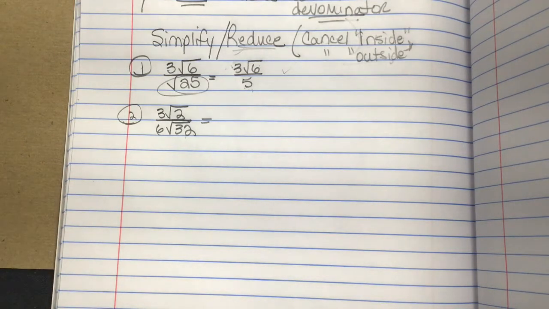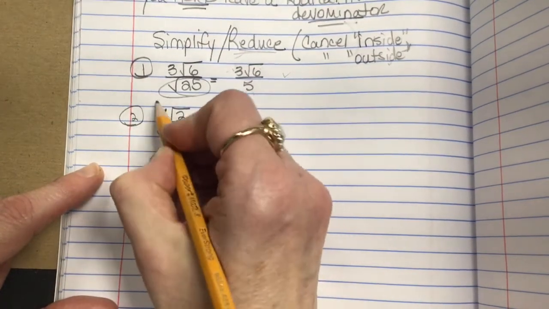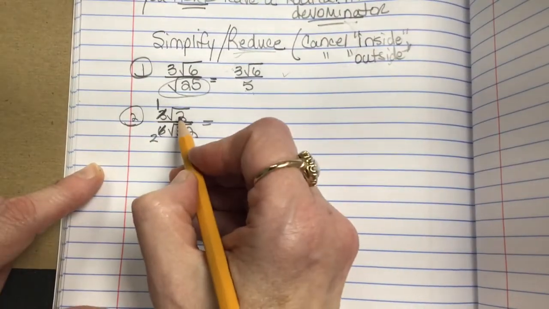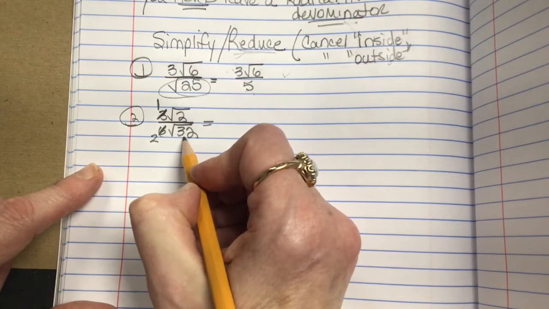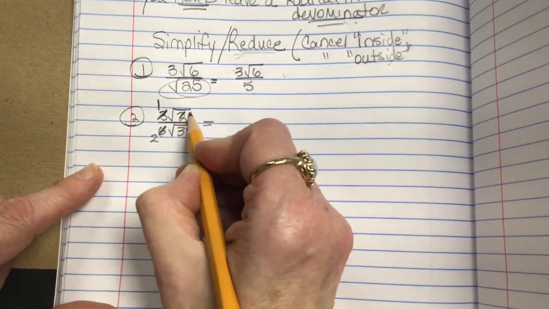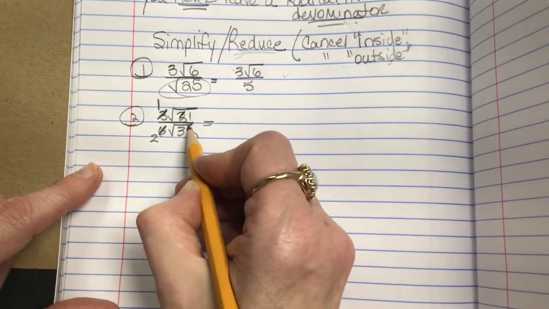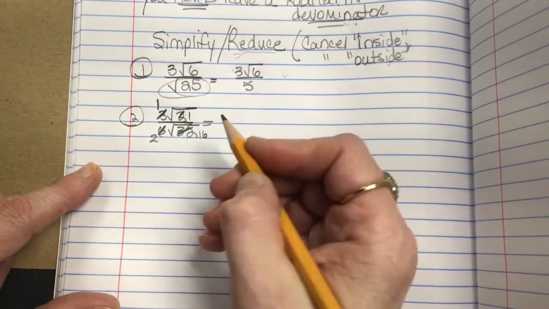Can we cancel outside? Can we cancel those? Yeah. 3 goes into 3 one time. 3 goes into 6 2 times. Now, what about these inside? Can we cancel 2 and 32? 2 goes into 2 one time, and that's still under the square root. You've got to pay attention. And 32, 2 goes into 32 how many times? 16, and that's still under there.